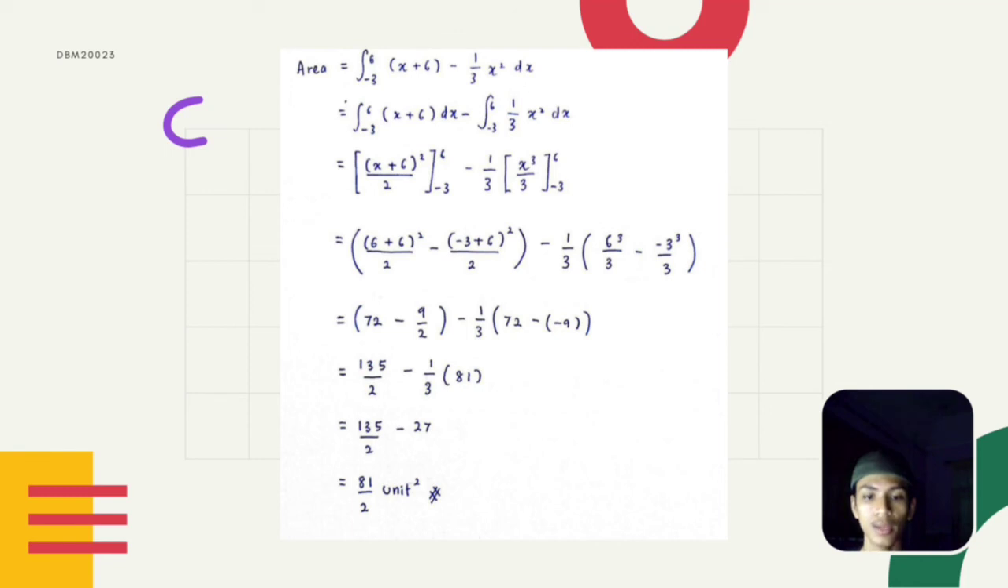So it is going to be 135 over 2 minus 1 over 3 multiplied by 81. So negative 1 over 3 multiplied by 81 is going to be 27. And the final answer after we've done the subtraction is going to be 81 over 2 units squared.